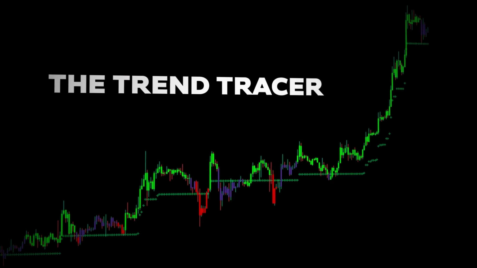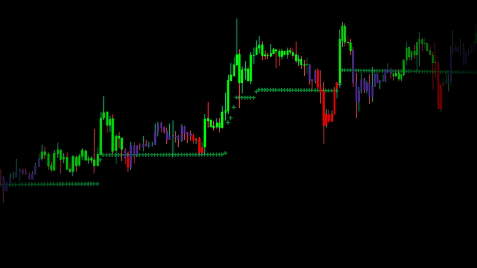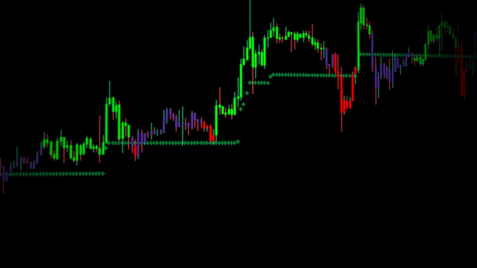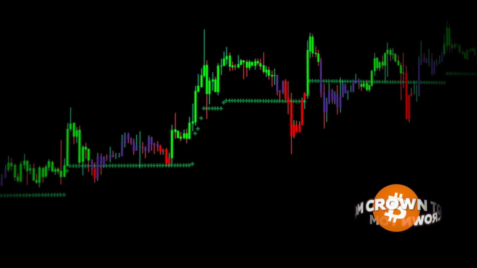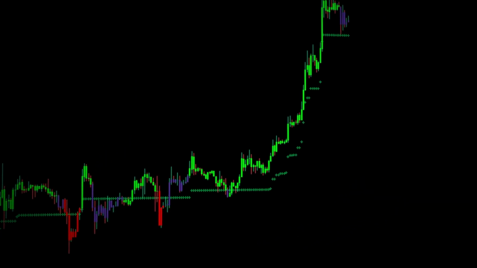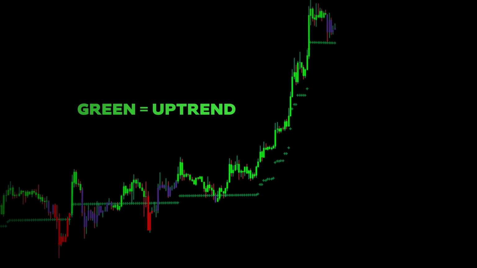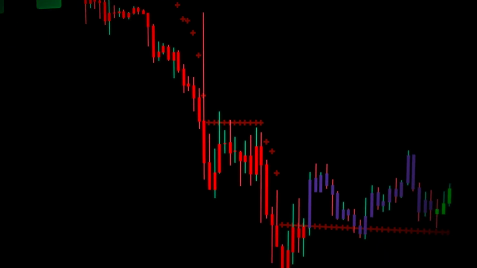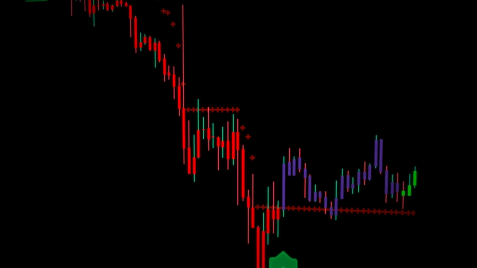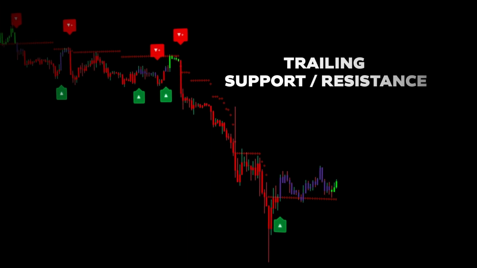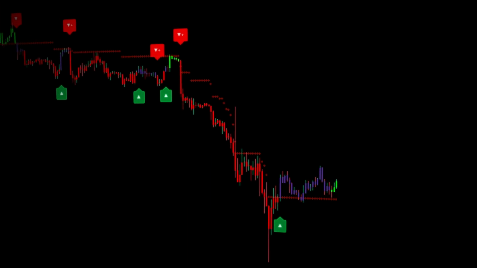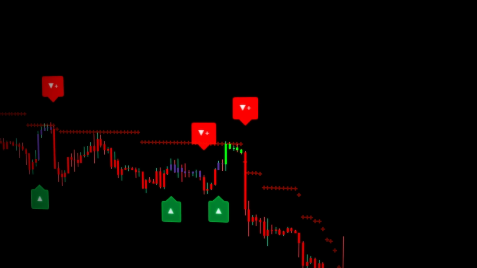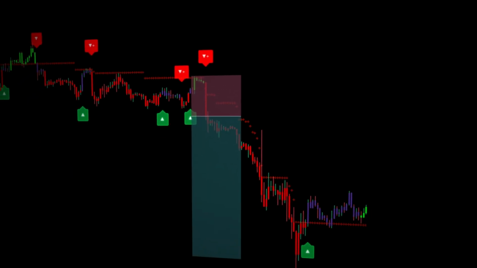A rather unique overlay is the trend tracer. This is a trend following indicator that aims to estimate the underlying trend in price. When the indicator signals an uptrend, it will produce green diamonds. When it begins to trend down, those diamonds turn red. The trend tracer can be used as a trailing support and resistance tool. You can also use it in confluence with our previous confirmation signals by waiting for price to reach the trend tracer in order to enter a trade corresponding to the current confirmation signal.